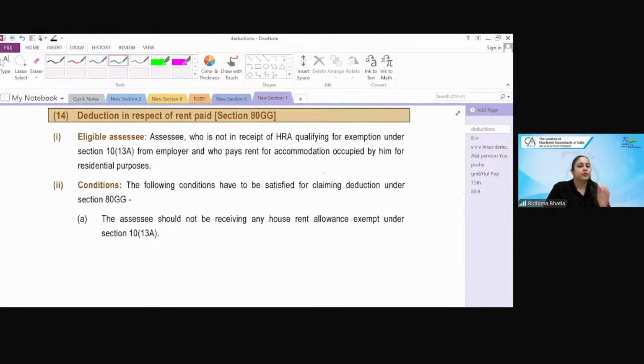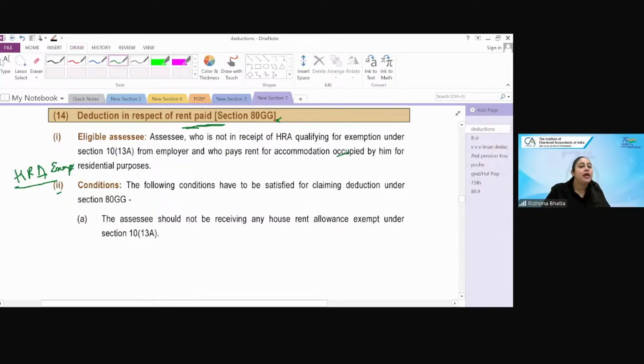So for whom is this particular section of rent paid? For the assessee who is paying rent during the year, who is staying on rent during the year. Now as soon as we say rent, the first thing which comes into our mind is house rent allowance, which is HRA exemption, right? So it is pretty clear that if you are someone who is claiming HRA exemption, then 80GG is not for you. Both cannot be in the same return.